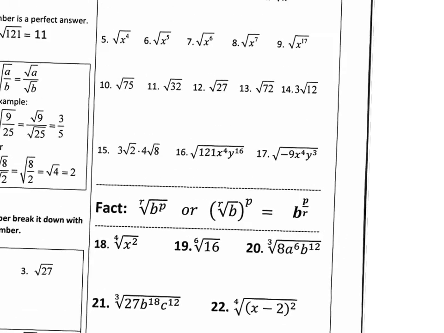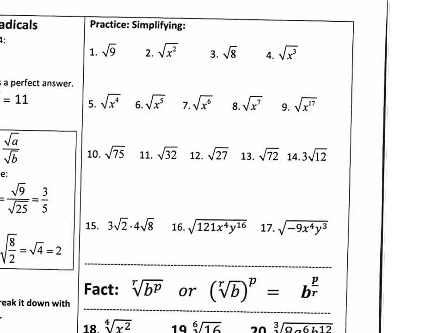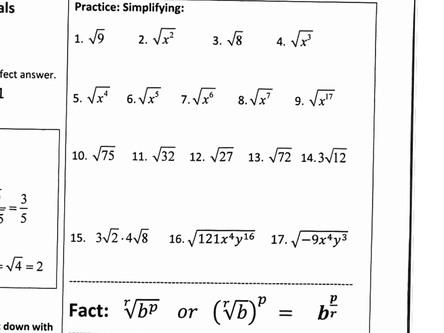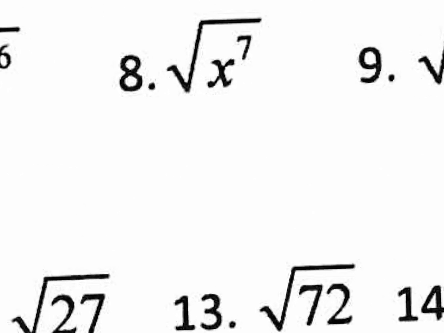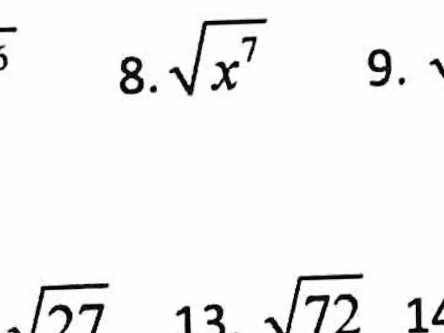Let's go up here to this practice up here. Like I said, the numbers you could easily do on your calculator. 5 through 9, pick one on 5 through 9. All of these are variables. Which one do you want to do? 8. Okay, so if we look at 8, power over root, what are we going to have? X to the 7 over 2. All right, so what is 7 divided by 2?